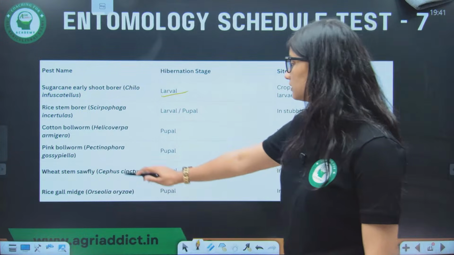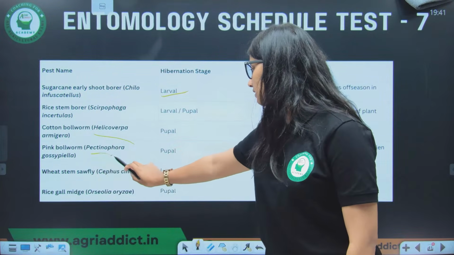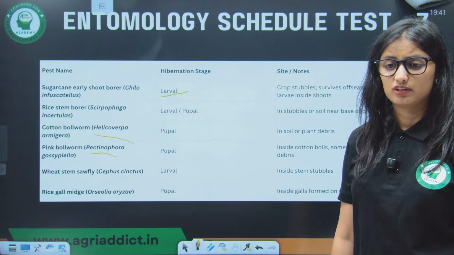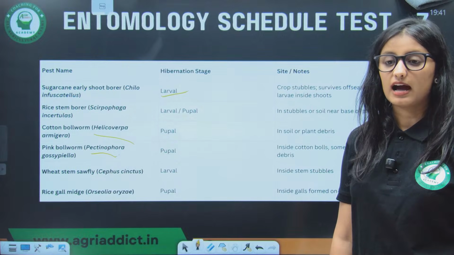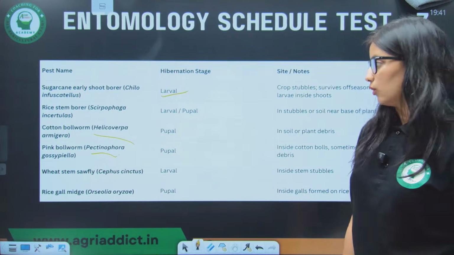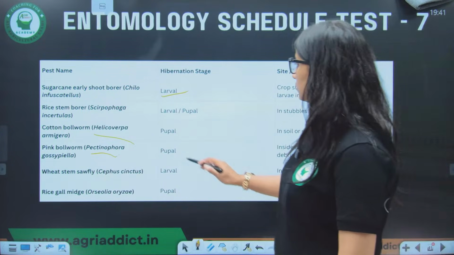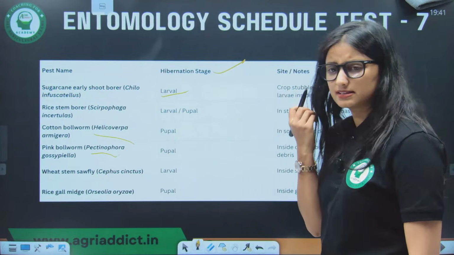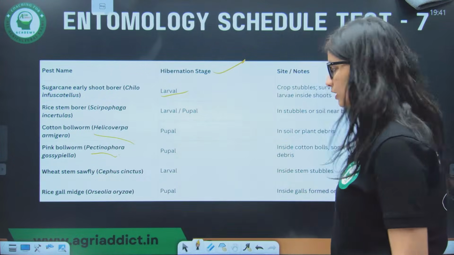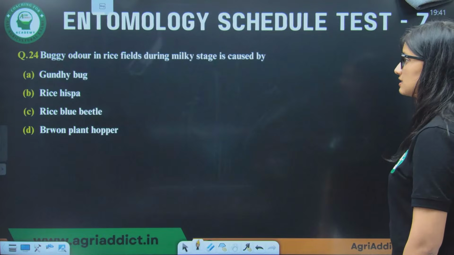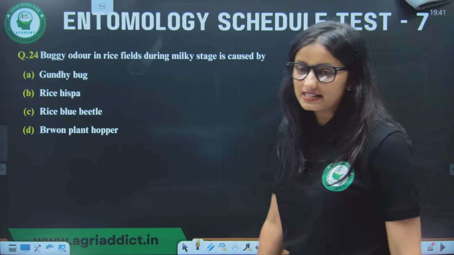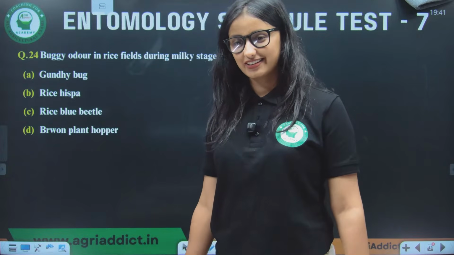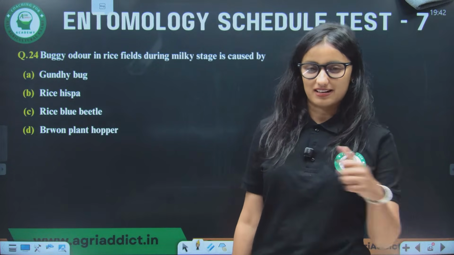Pupa is for Helicoverpa and pink bollworm. They survive in the pupal stage. Hibernate, sorry. Okay, so I have written here the hibernation stage of these different pests and other options also, so you can go through this after the class. Again, a very basic question. It is also asked in general agriculture. So now answer this one.